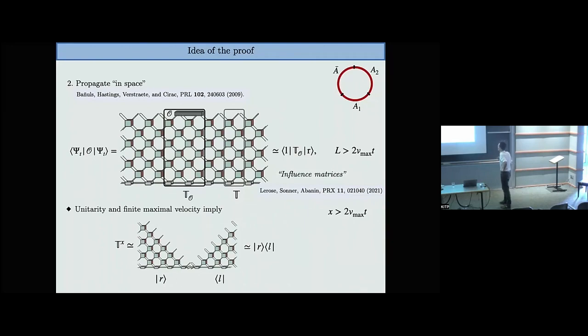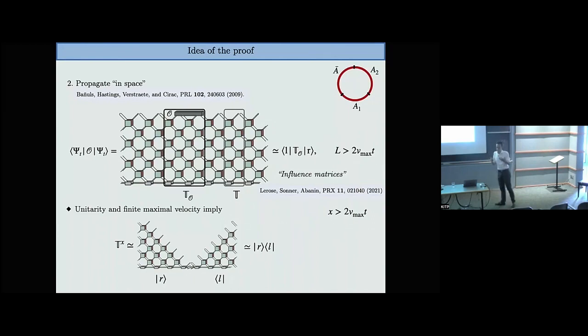L and R. So in Lerose, Sonner, and Abanin, there is also a nice physical interpretation proposed for these quantities. Essentially, they propose to call them influence matrices because these are the objects that encode the effect of the bath created by the rest of the system on my local subsystem. Okay? So, in any case, I can write it like that.